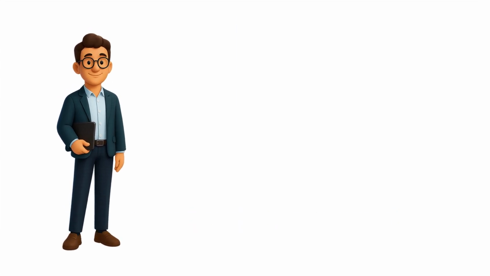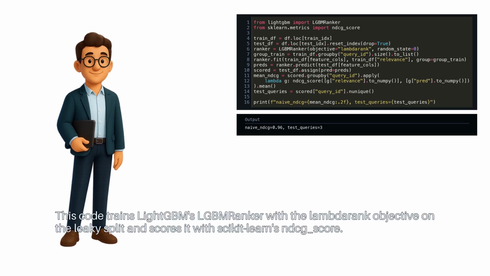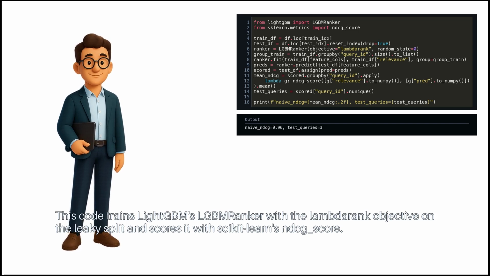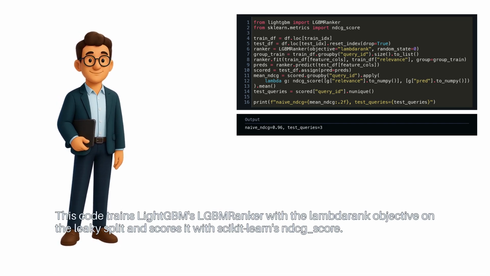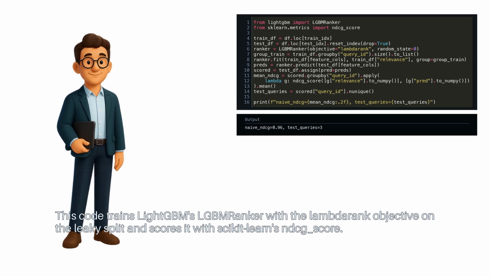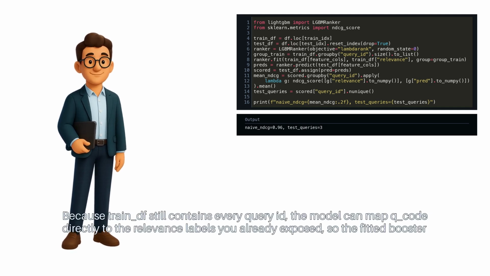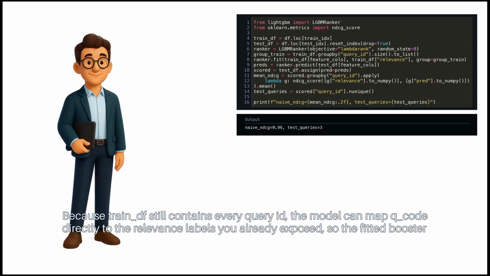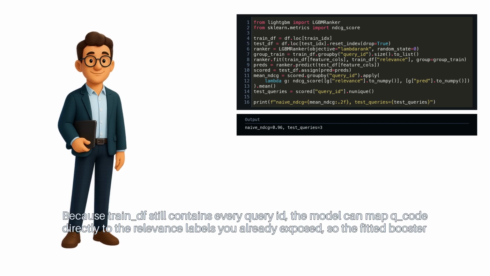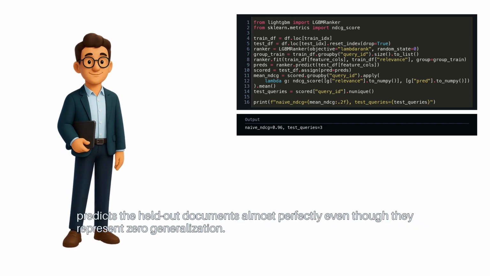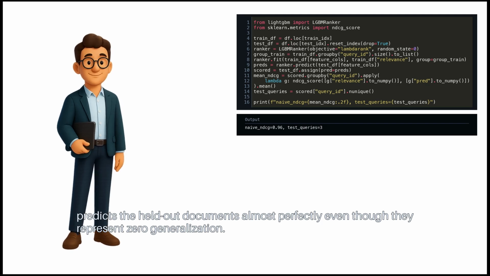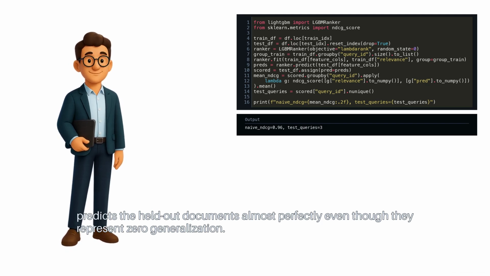metric is fooled. This code trains LightGBM's LGBMRanker with the lambdarank objective on the leaky split and scores it with scikit-learn's ndcg_score. Because train_df still contains every query ID, the model can map Q-code directly to the relevance labels you already exposed. So the fitted booster predicts the held out documents almost perfectly, even though they represent 0 generalization.